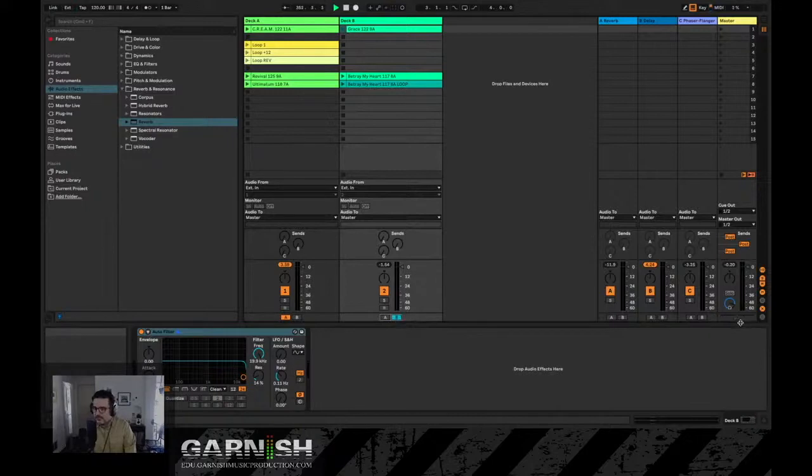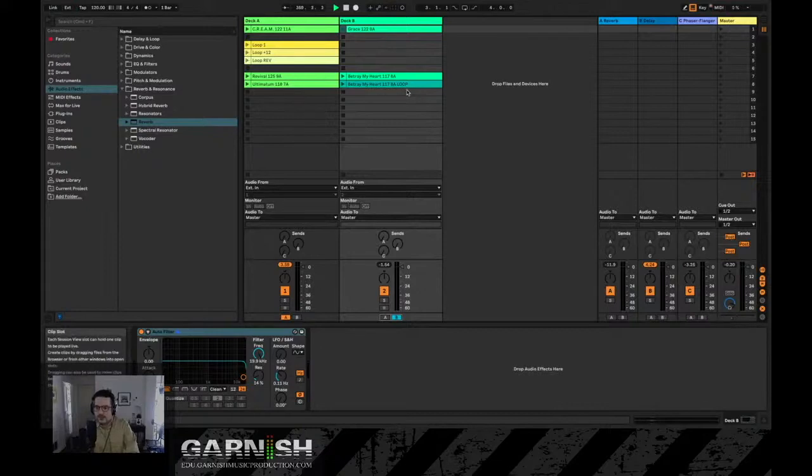Now when I have the crossfader in the middle, you'll hear both signals, but when I start to move it to the left, deck B would start to fade out. And then if you go all the way to the left, you're only hearing deck A exclusively. So let me just demonstrate that so you can see exactly what I'm talking about.